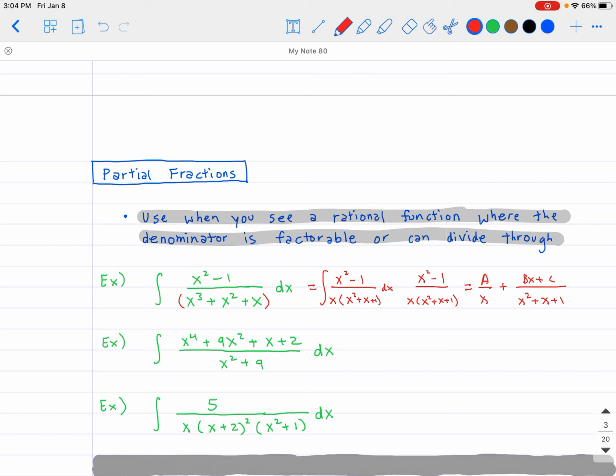And then that's where you're now going to solve for a, b, and c using some sort of system of equations.